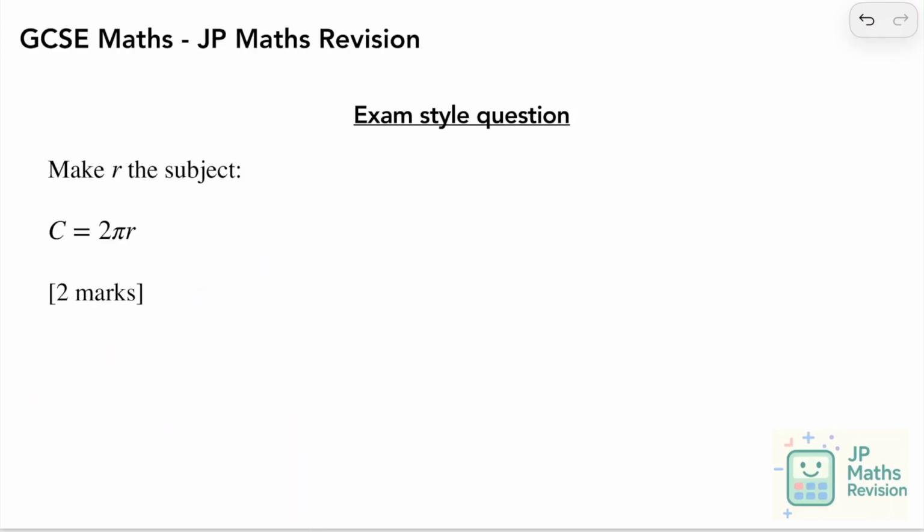So here's an exam style question. We want to make r the subject of c equals 2 pi r, for 2 marks. The thing that's in the way of r being by itself is this 2 pi. So we've simply timesed r by 2 pi. The opposite of timesing by 2 pi is dividing by 2 pi. So we're going to divide both sides by 2 pi, and we end up with r equals c over 2 pi. And that is our answer.